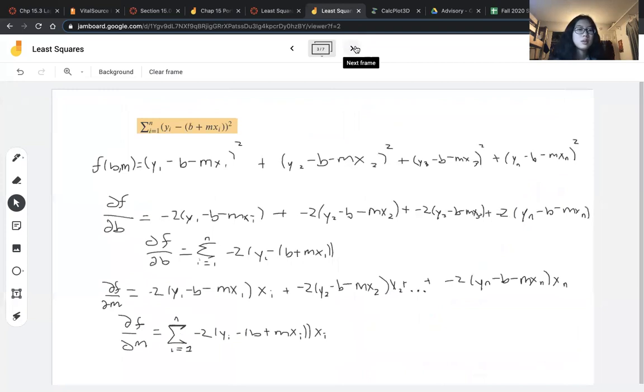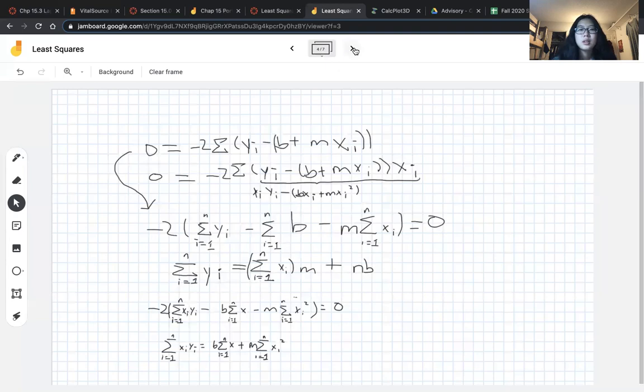Okay, next we see that we can get this summation equation. And then if we take the partial derivatives for b and m, this is what we get if we use the chain rule.